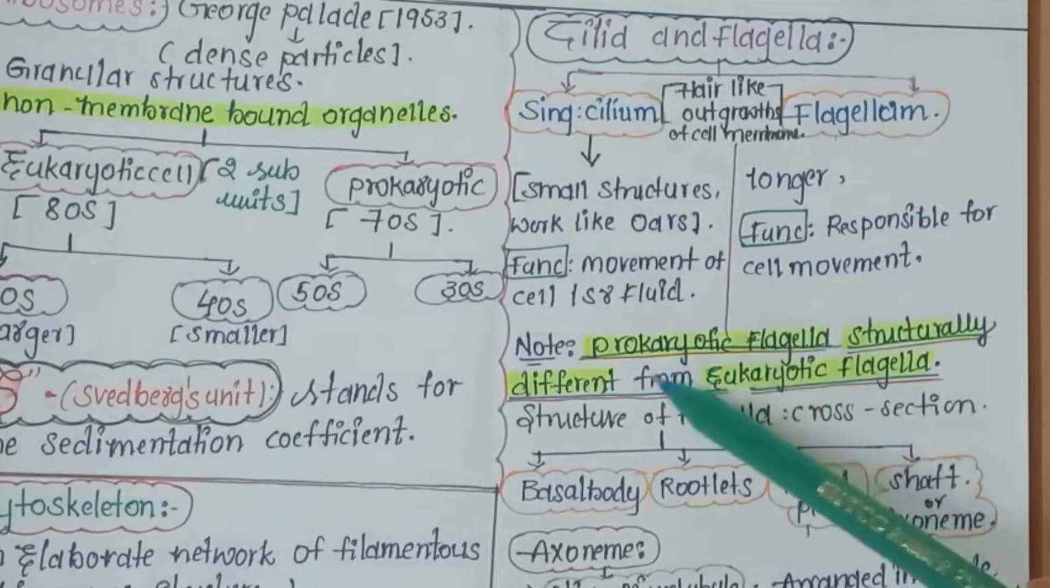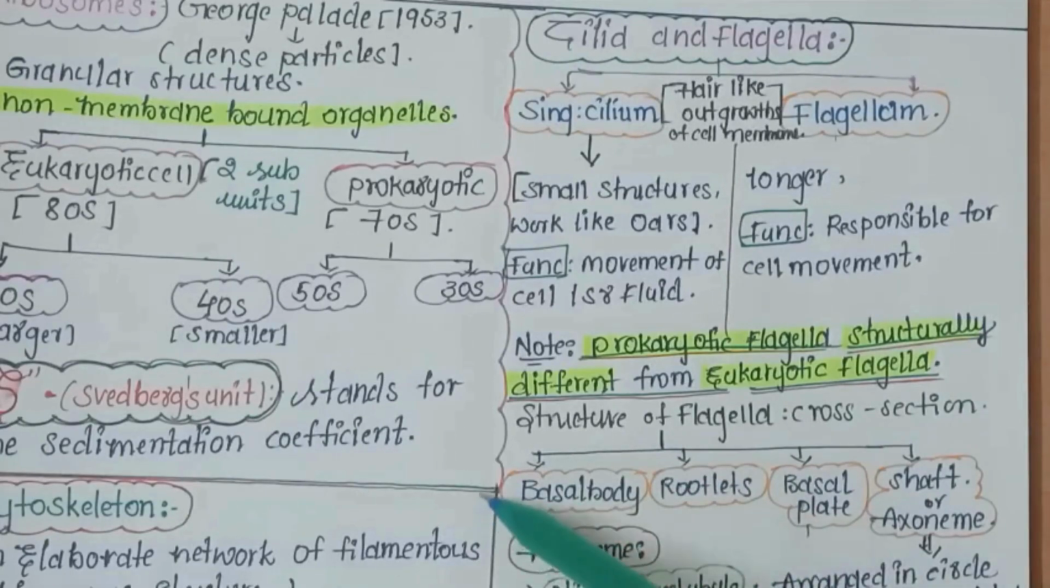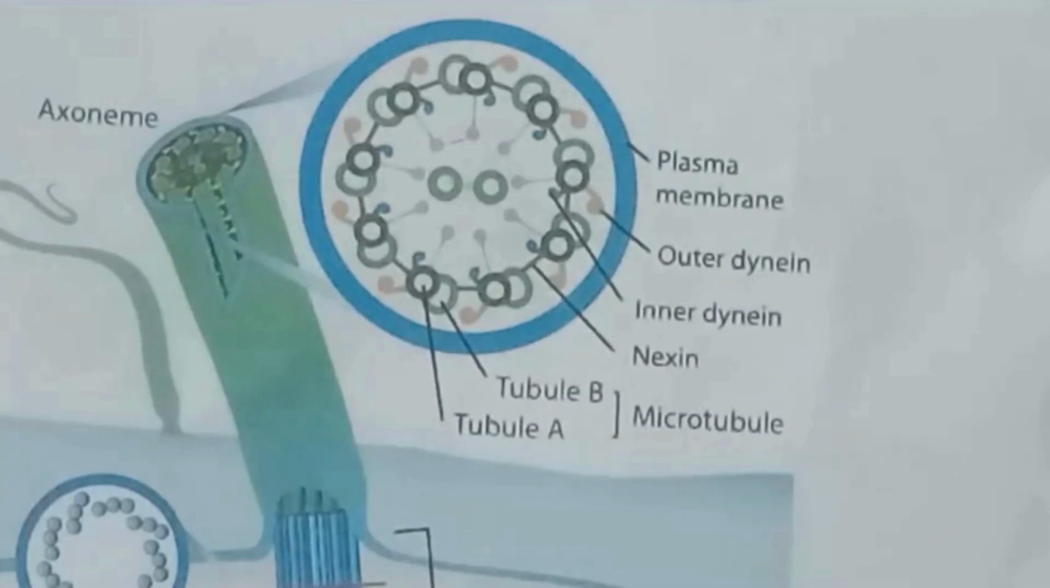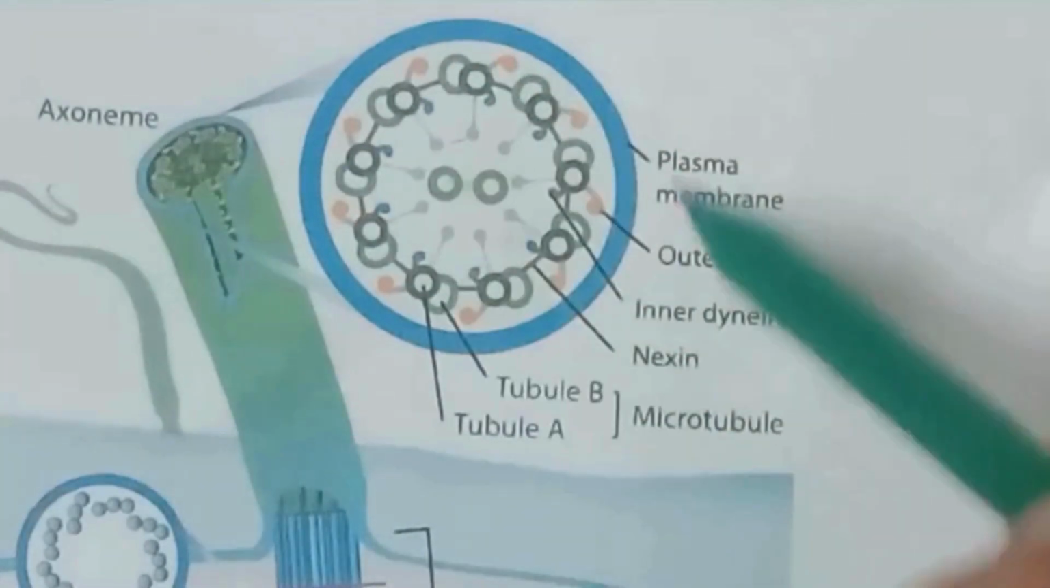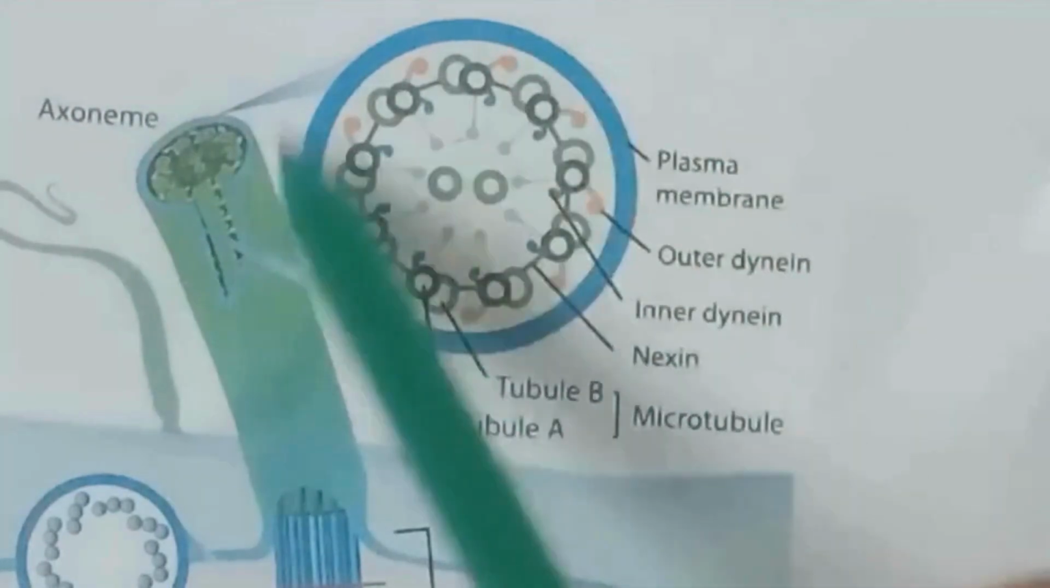Structurally, the prokaryotic flagella is different from the eukaryotic flagella. Here, it consists of basal body, rootlets, basal plate, shaft, and axoneme. Let's discuss it with the help of a diagram. Let's see the structure of flagella. It's an axoneme, a shaft of the flagella.